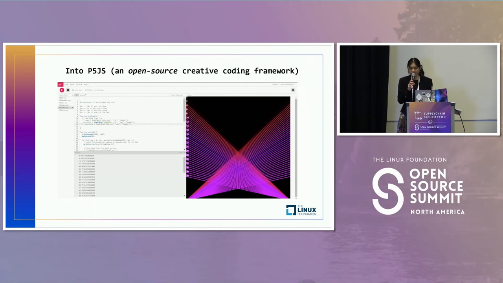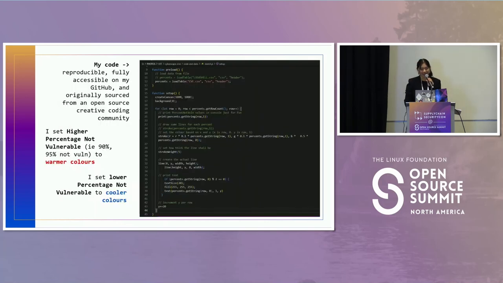So here is my previous beautiful Excel spreadsheet visualized in the framework. And this is all available on my GitHub if you're interested. There's my code, my data, and the visualization that comes out of it. So it's reproducible, it's fully accessible on my GitHub, and it is also originally sourced from an open source community, a creative coding community that is very dear to my heart.